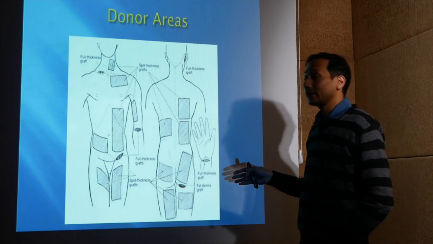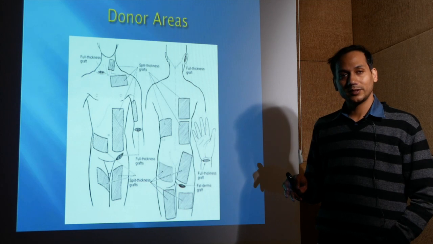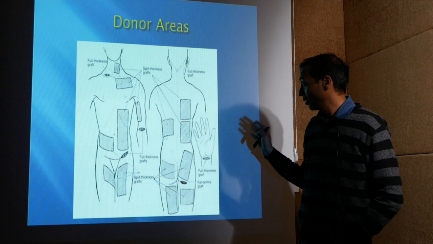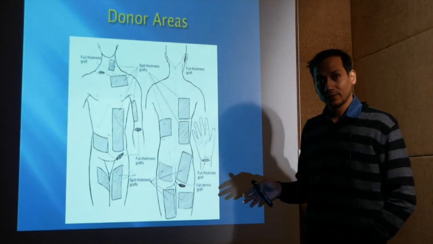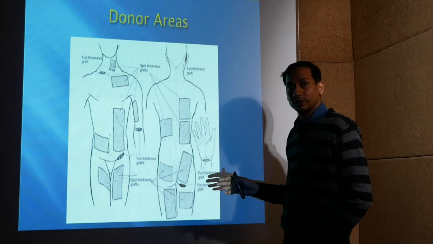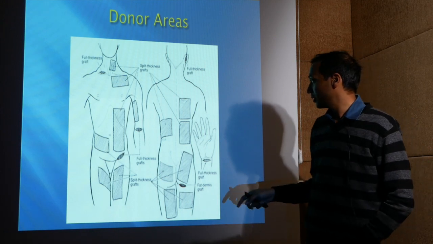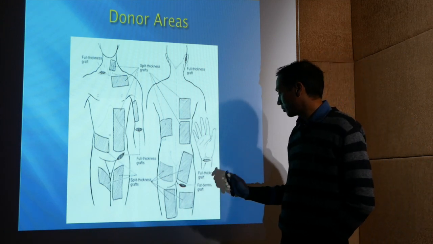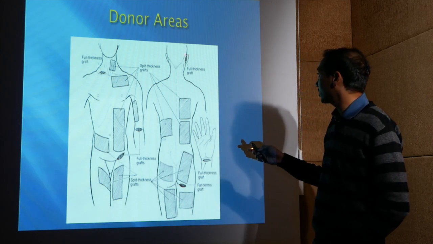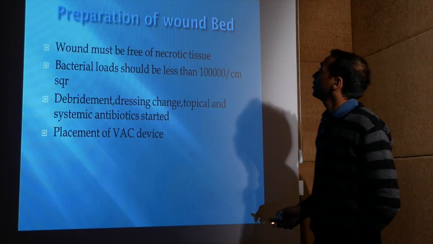There are various donor areas, depending on the type of graft we are taking. If we are going to take a split thickness skin graft, the most common site is the thigh, but we can also take it from the abdomen, from the arm, and legs also. But in the case of full thickness, we need to take it from an area which can be closed primarily, the most common area being the groin. We can use the groin area, the supraclavicular, and postauricular regions, from which we take full thickness grafts.